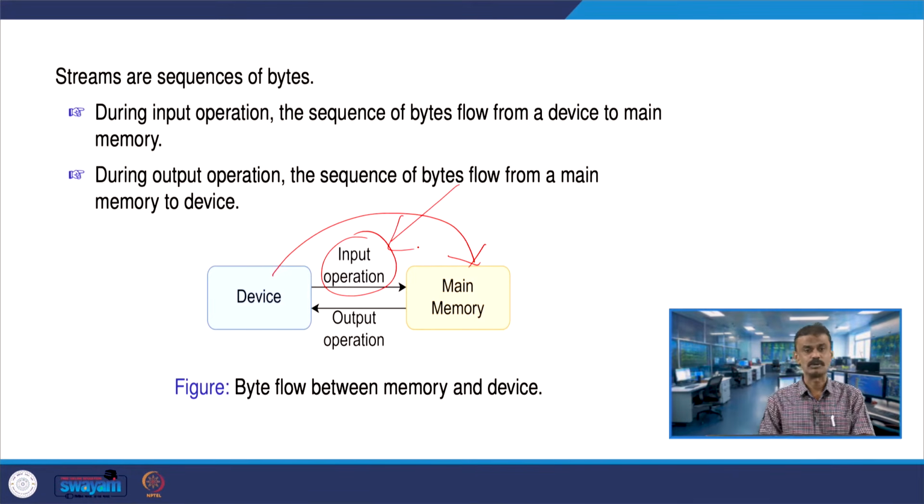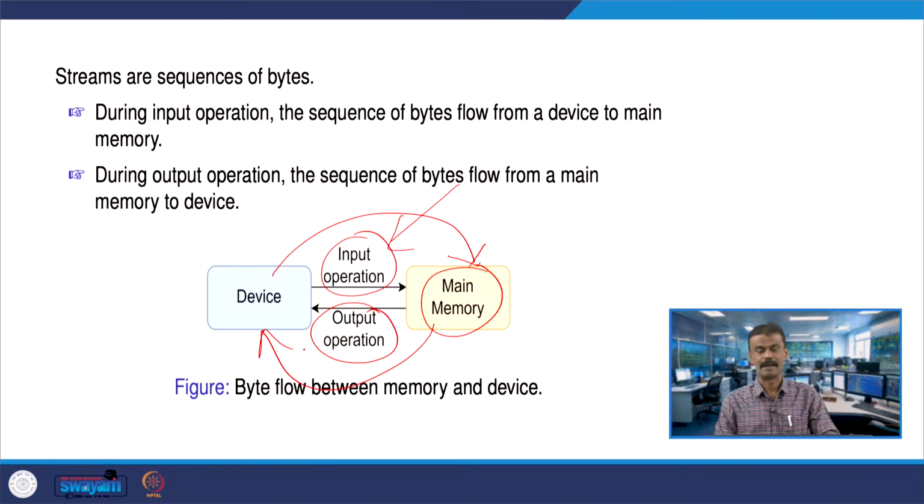Then you may ask the question, what about the output operation? Assume we have taken a simple example, 10 into 5. When you multiply 10 into 5, I have to get 50. So in the case of the output operation, the sequence of bytes flows from main memory to the device.